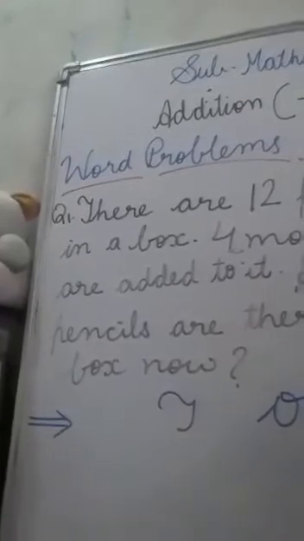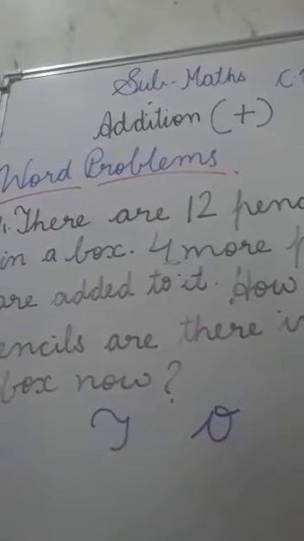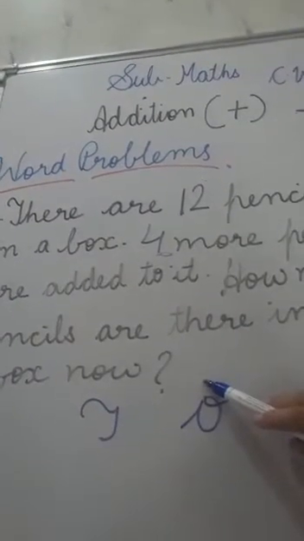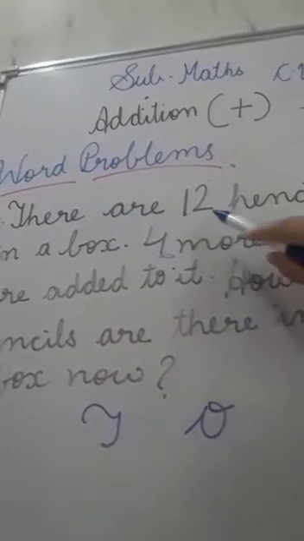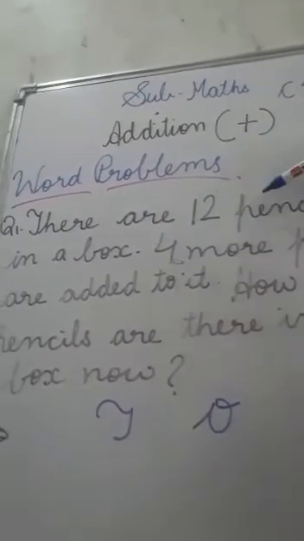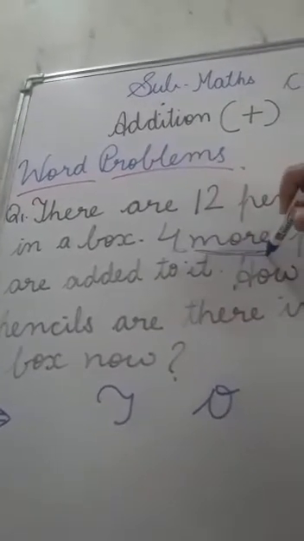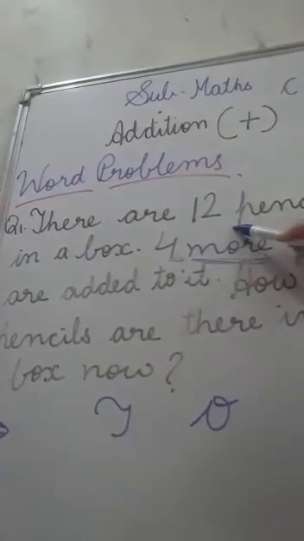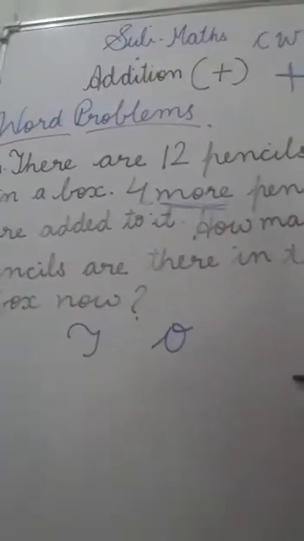So if we add 4 more pencils, then how many pencils are there in the box now? What will you do? See, 12 is a 2-digit number, and 4 is a single digit number. In 12 pencils, if we add 4 more, it means we are going to add number 4 in number 12. So look at here kids. How will you attempt this?